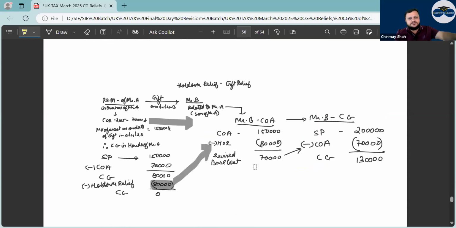Then there is something called holdover relief. Whenever Mr. A gives anything to Mr. B, we have seen that it is a fully taxable event. Market value of the asset is taken, and CG is taxable. But if Mr. A and Mr. B decide that they want to hold over the relief, then what can they do? This CG will be held over and taxed in the hands of Mr. B. From his cost of acquisition, the holdover relief will be deducted. He will have a revised base cost. When he sells it, he will have a cost of acquisition of the revised base cost, right?